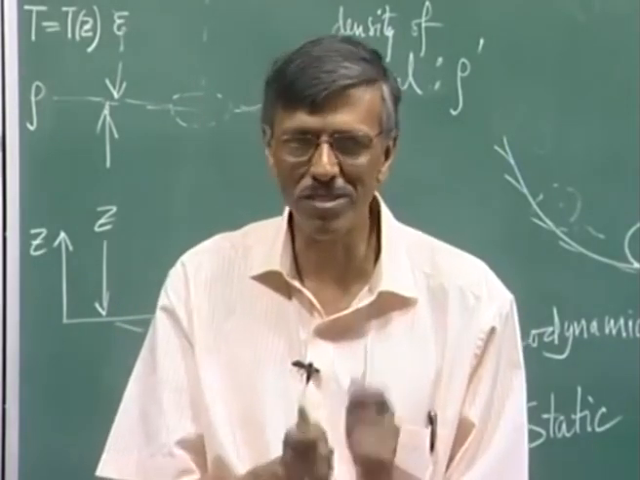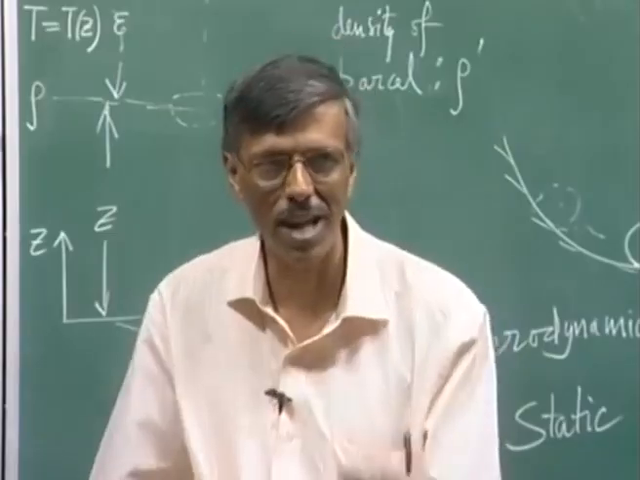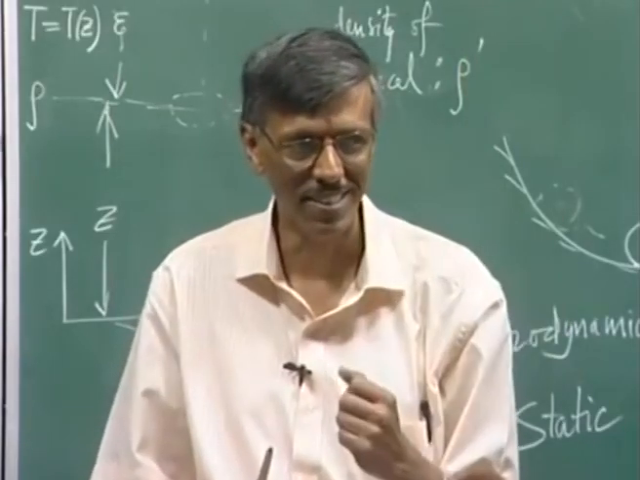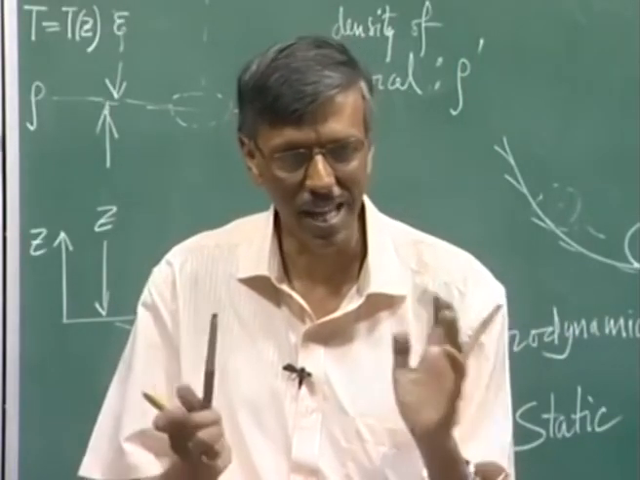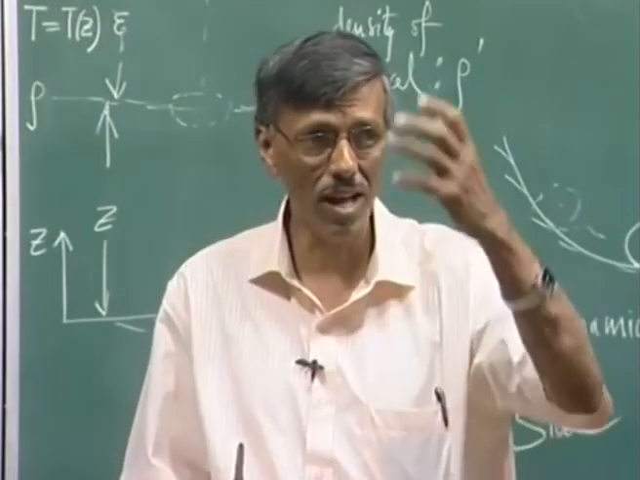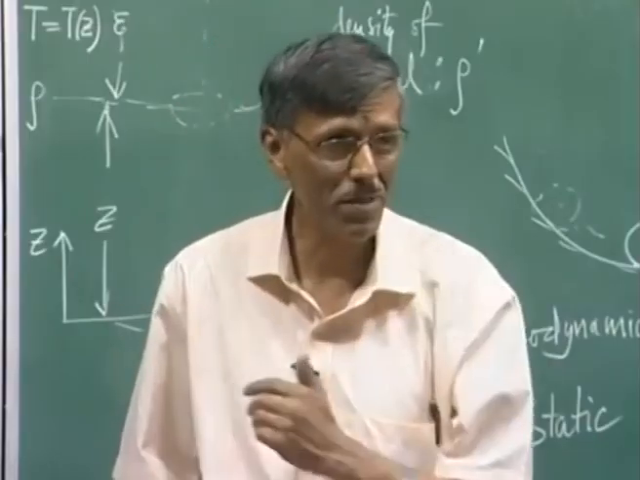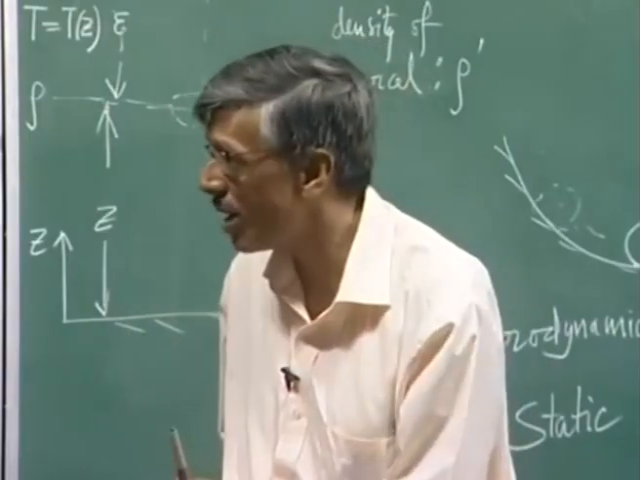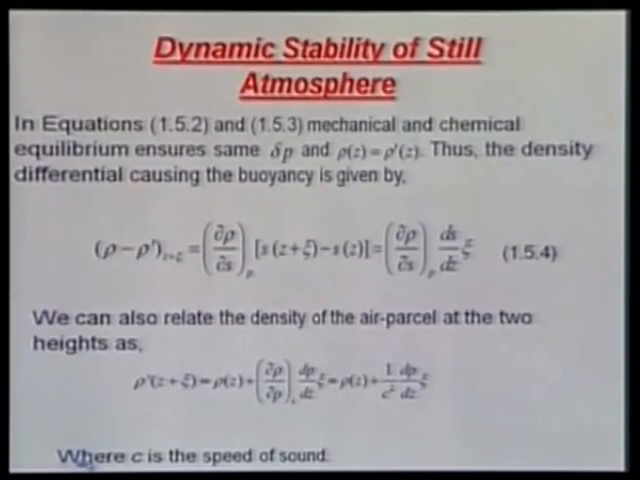See, the process is what? The process is I have a parcel, I move it quickly, adiabatically, isentropically. That is understood, but we are saying the ambient air itself may have an entropy gradient, and that is what we have written down here. Okay? That is what we have written down here.